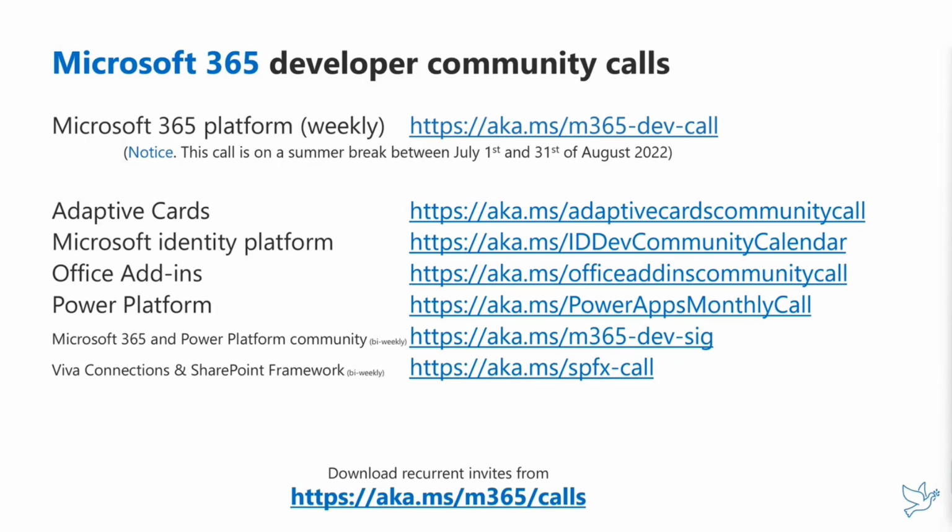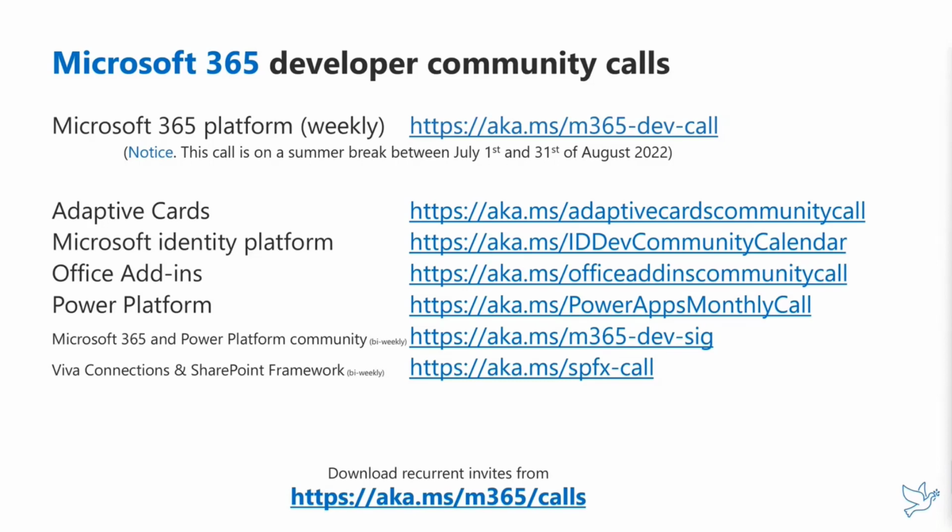We have other community calls as well, like Adaptive Cards, Microsoft Identity Platform, Office Add-ins, and Power Platform community calls, which are happening once a month. The Power Platform community call, by the way, happens tomorrow, so you probably want to get that one in your schedule. And then we have two recurrent bi-weekly calls happening on every single Thursday. So we technically have at least one or two community calls every single week, which is pretty cool. If you're looking into downloading the invites, go to aka.ms/m365/calls. That is on the same page as our community assets. From there, you can download the recurrent ICS files, which makes it easier to understand what's happening and where.